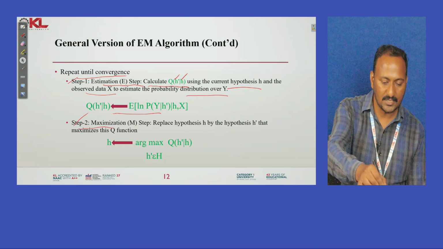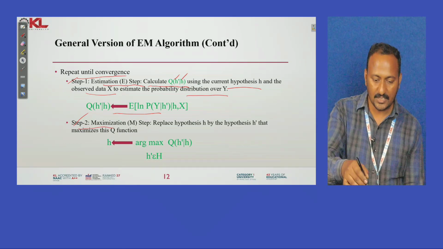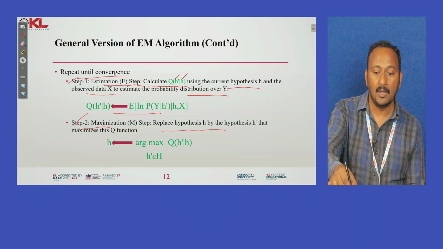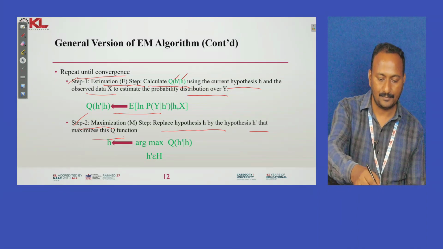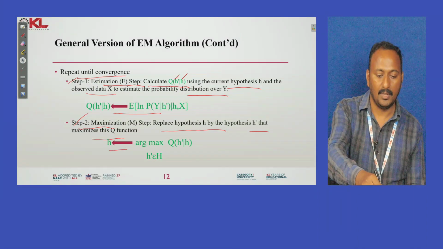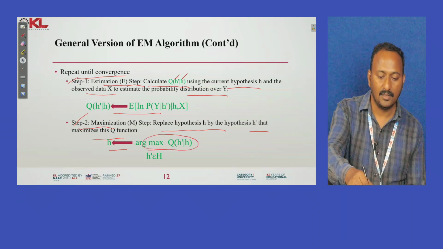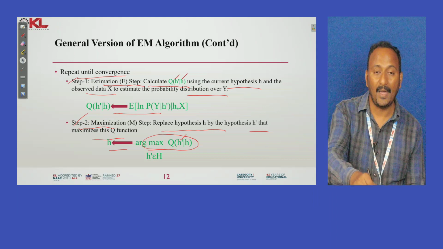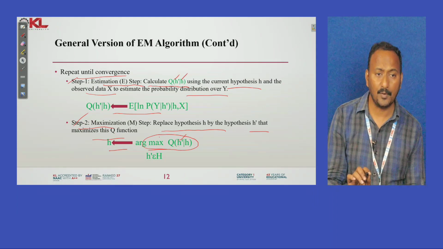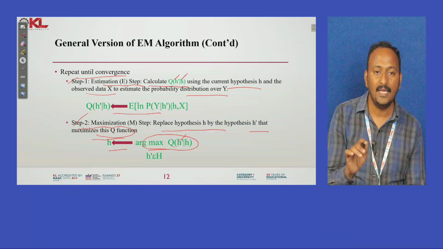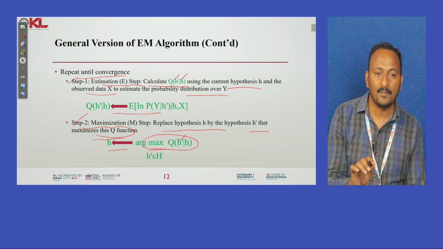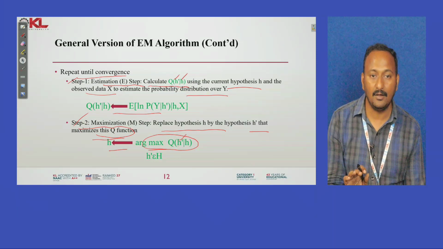And coming to step 2, that is the maximization step. In this particular step we replace our hypothesis h by the hypothesis h bar that maximizes our function Q. So here h is replaced with h bar. h bar must be maximizing our function Q, so then only we replace h with h bar. Replacing h with h bar means we are updating our hypothesis.